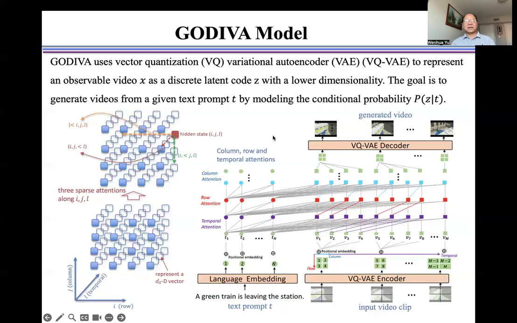As shown here, this is the architecture of the model. This language embedding module, this encoder module, and this decoder module. The model uses three sparse attentions along row, column, and temporal directions to efficiently calculate the attention. For example, this along the row direction, this along the column direction, this along the temporal direction.